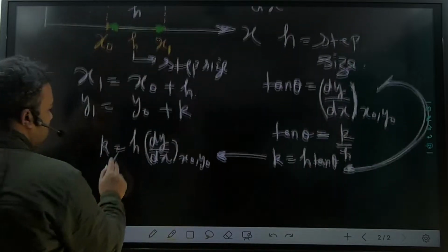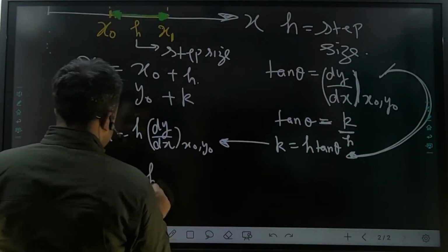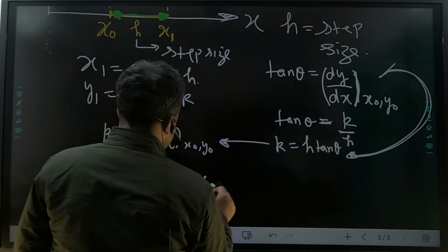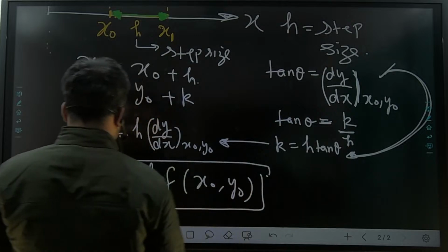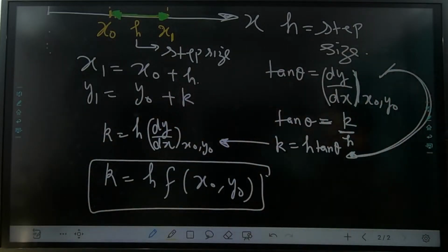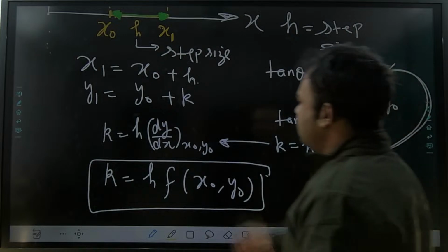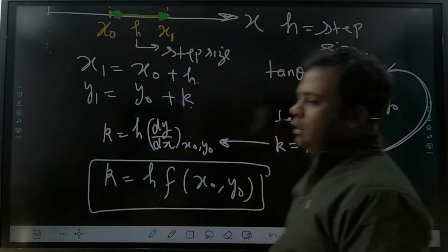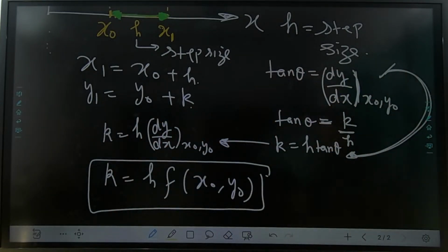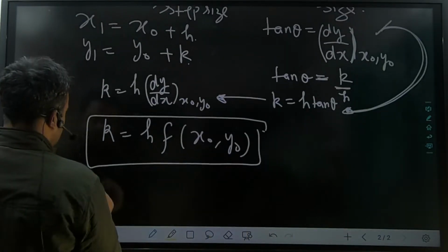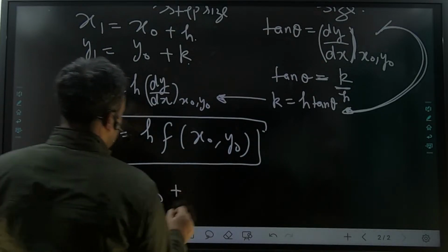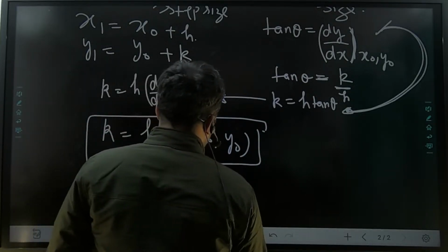So here we can write k is equal to h, that is the step size, times the function with x replaced by x naught and y by y naught. This is the value of k. We are searching for k only because after getting the k value, I will add it to y naught and get the output at another value of x. So basically I want to calculate y1, and I just put the k value over here. So y1 is equal to y naught plus step size multiplied by the function value at x naught, y naught.